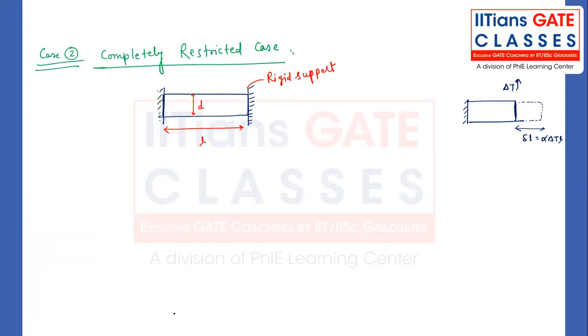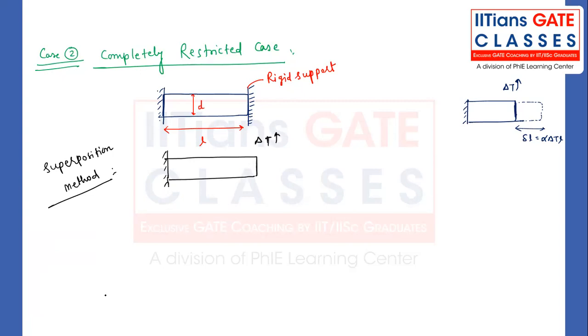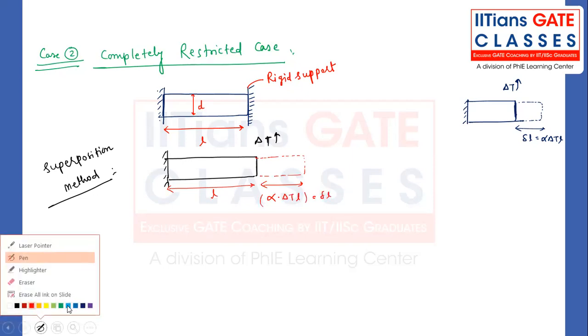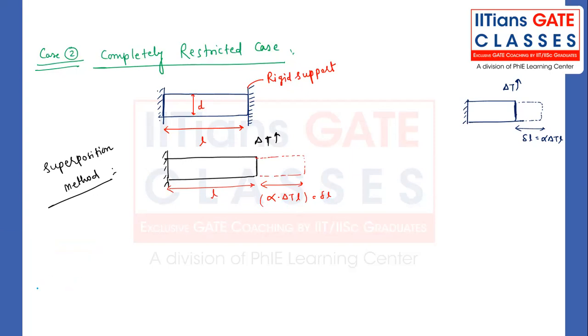Whatever the rigid support is there, you assume that it is not there in the first case. So I'm using the superposition principle. What is the superposition method, my dear friend? You just remove the support and increase the temperature. After increasing the temperature, what will happen? The material will try to expand like this. Once you remove the support, nobody can stop that material from expanding, right?